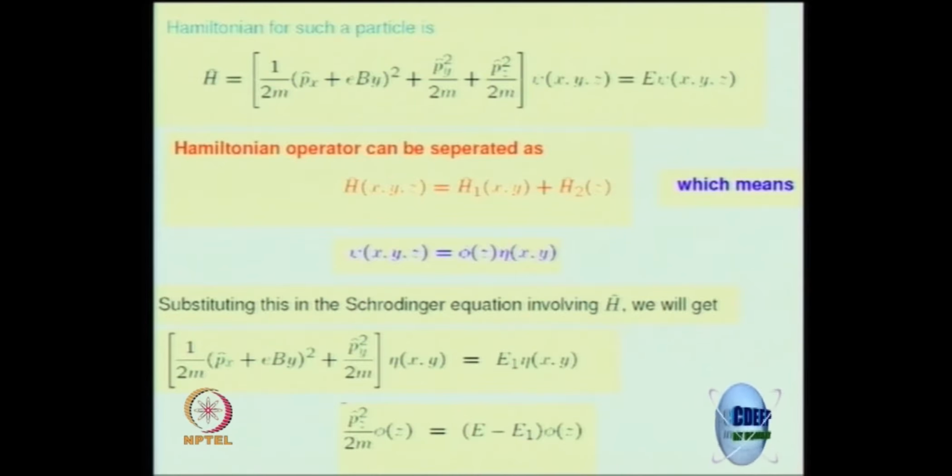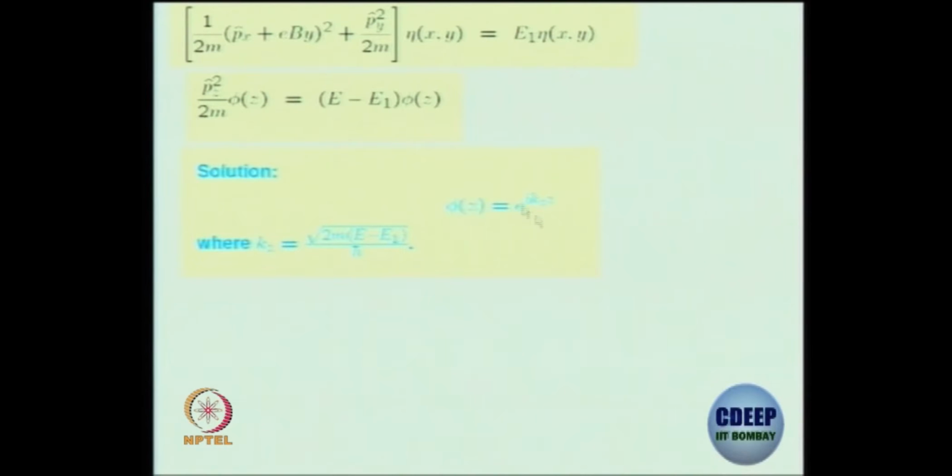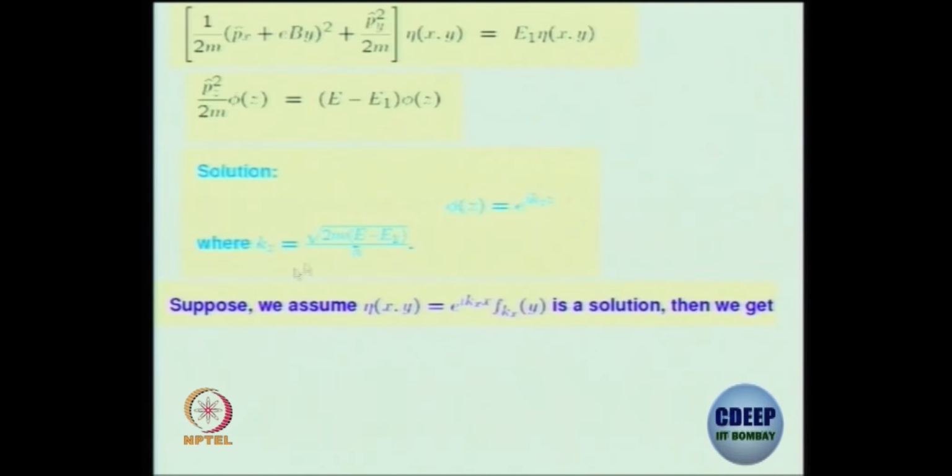We've been doing this even in the one dimensional step potential and everything. So the solution for Z is a free particle. I'm putting a Kz subscript, where Kz is root of 2M (E minus E1) by h cross. Okay, so now comes eta of XY, for which we have no direct way to fix it.